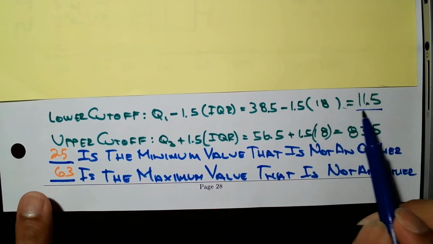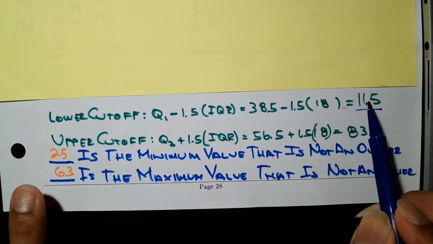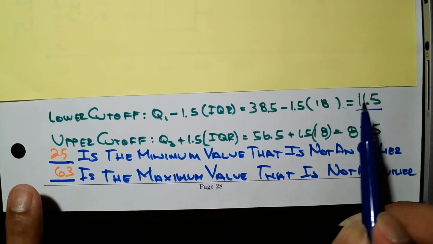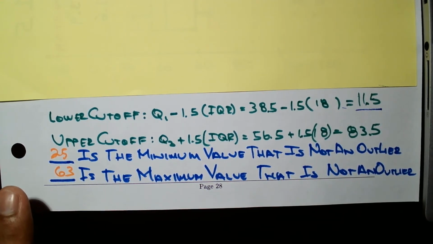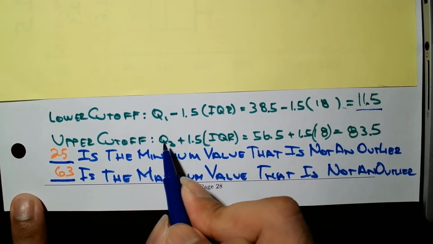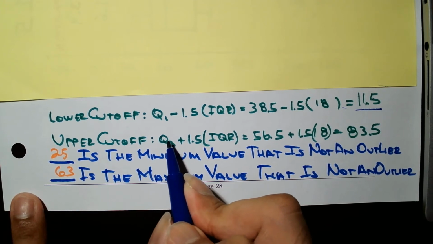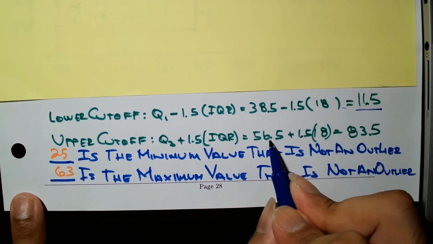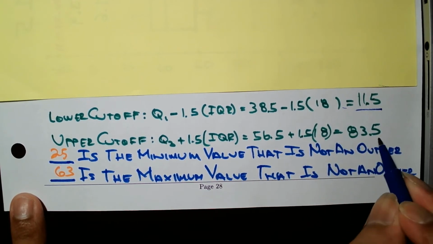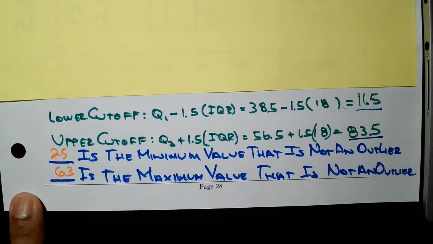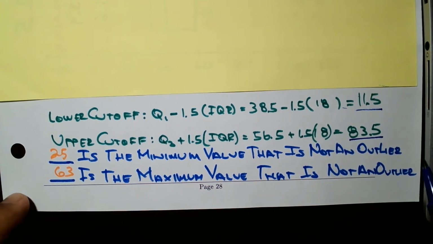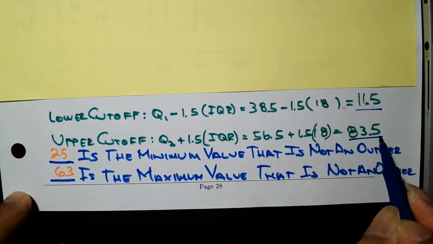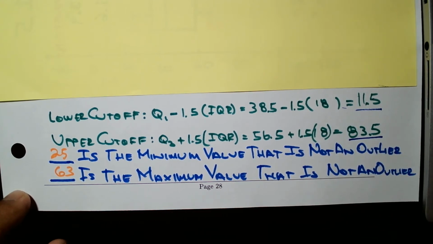That means that everything below 11.5 will be an outlier, an unusual value. For the upper cutoff, instead of having Q1, we refer to Q3, but we add 1.5 IQR. So 56.5 plus 1.5 times 18, we get 83.5. So in this case, everything that lies above 83.5 would be an unusual value, aka an outlier.